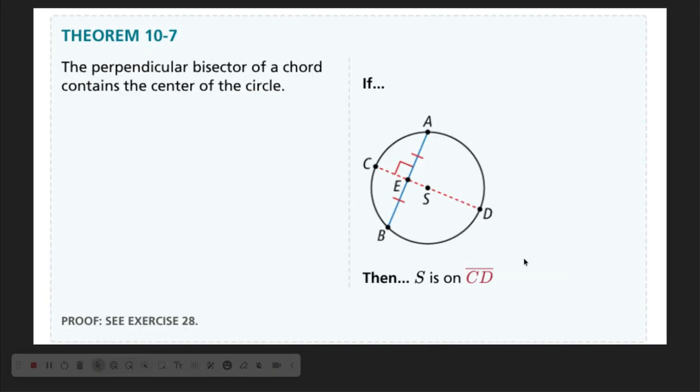Here's our example. Nope, more, this is crazy. More theorems. The perpendicular bisector of the chord contains the center. Well, if it's a diameter, it's got to contain the center, so I don't need that one.